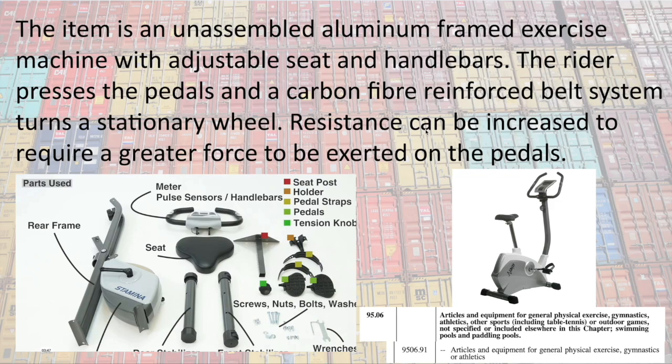The applicable heading for the exercise bicycle will be 9506, which provides for articles and equipment for general physical exercise, gymnastics or athletics, parts and accessories for exercise cycles.